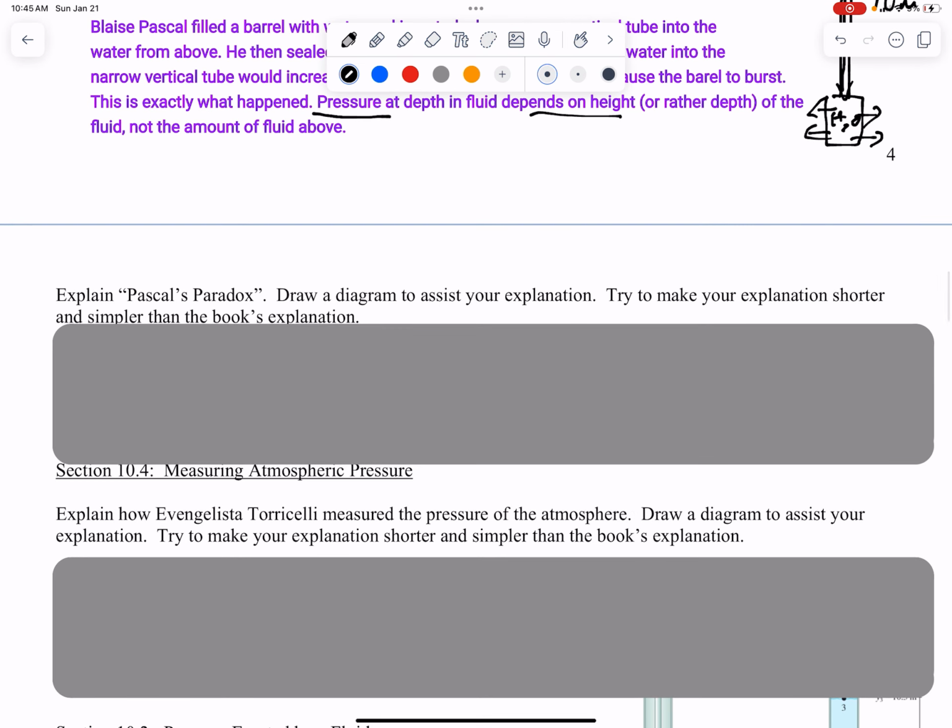Explain Pascal's paradox. Draw a diagram to assist your explanation. Try to make your explanation shorter and simpler than the textbook's explanation.